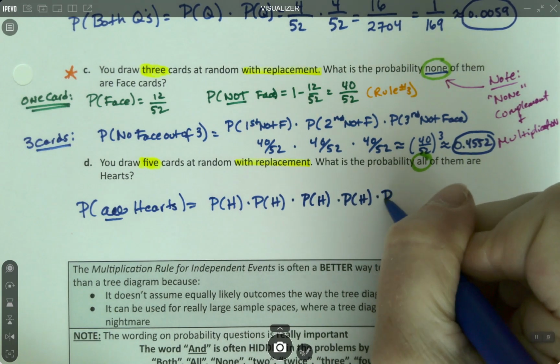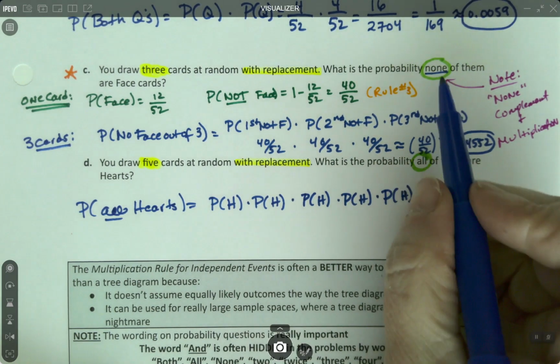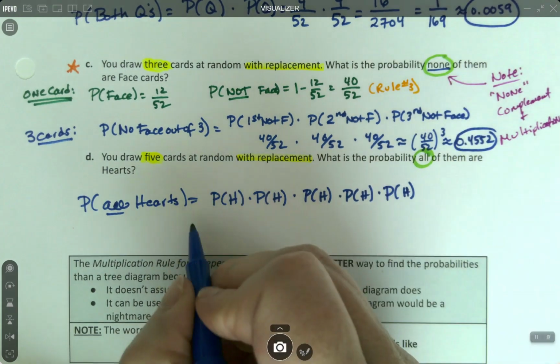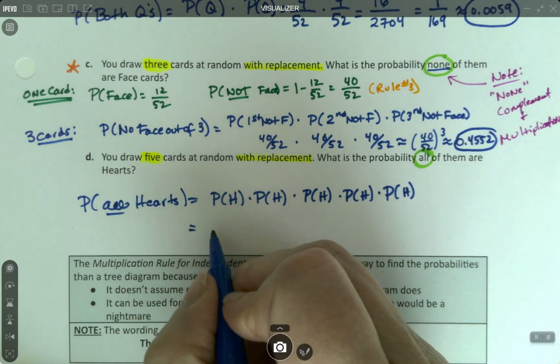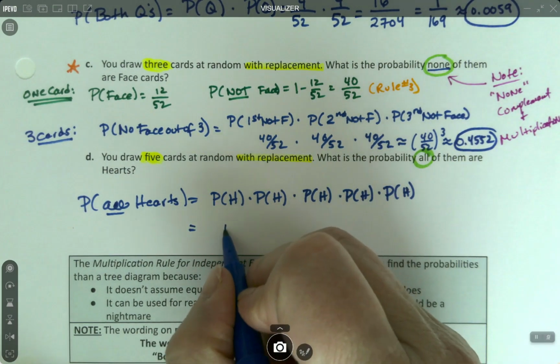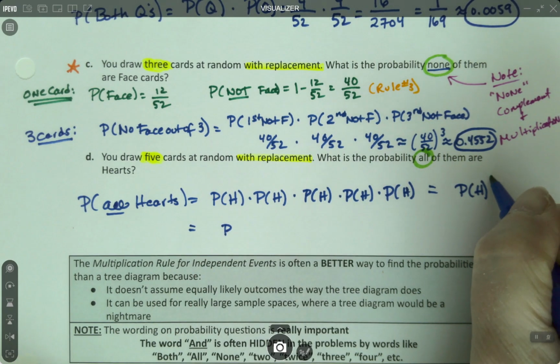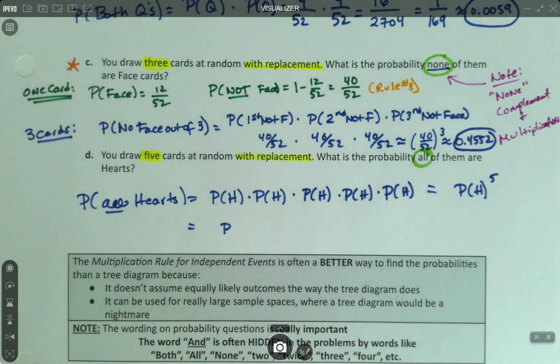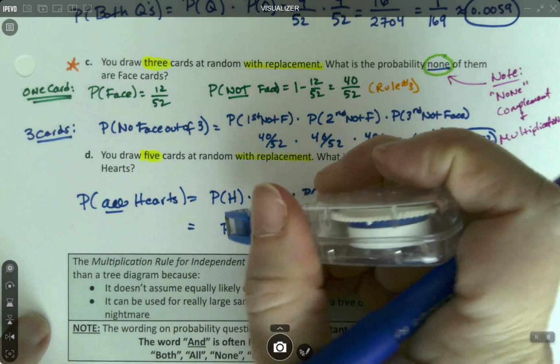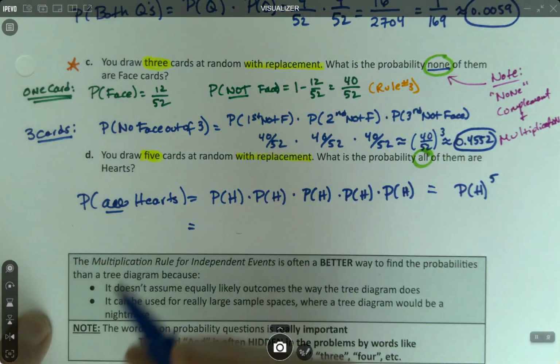The reason the one above has the complement rule is because of the none. That word is negative. It's a negative connotation, so it's a complement. So in other words, I'm taking the probability of heart to the 5th power. All right, so what was the probability of heart? Well, it's 13 out of 52, or 1/4, if you will.